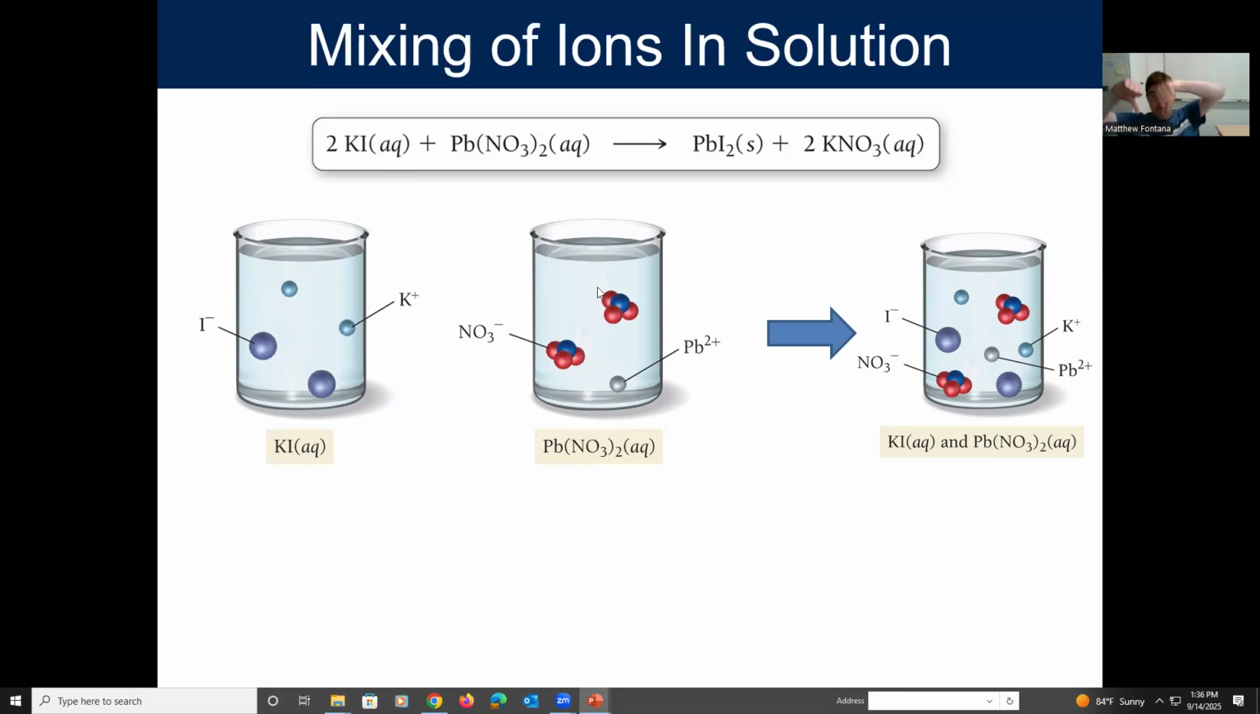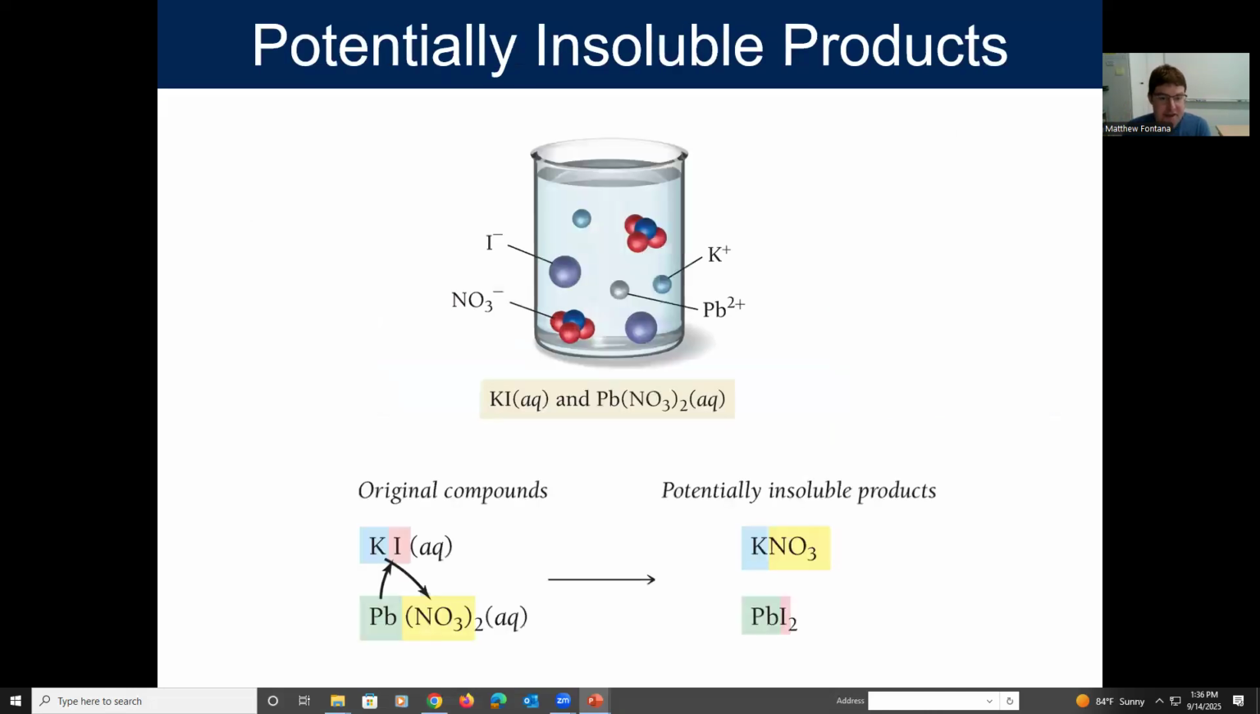However, when we then dump the two into the same container together, now we're going to have potassium, and we're going to have lead cation, and then we're going to have iodide anion and nitrate anion. Okay. And so what that's going to do for us is now we have all those ions in the same solution, in the same mixture together. And what's going to happen is the original compounds that we have are going to essentially swap partners.